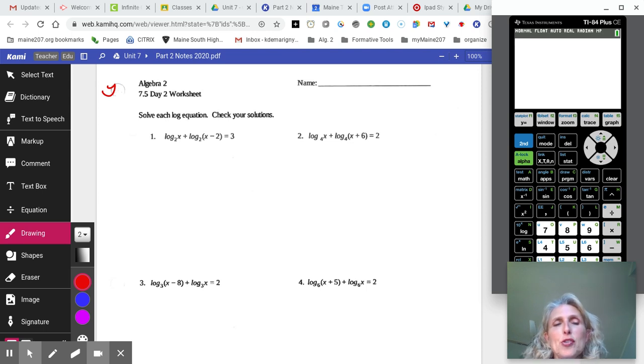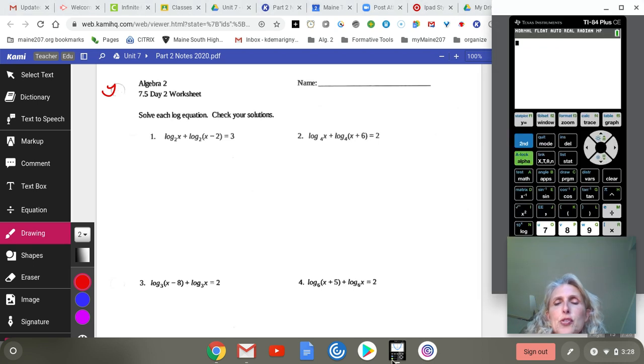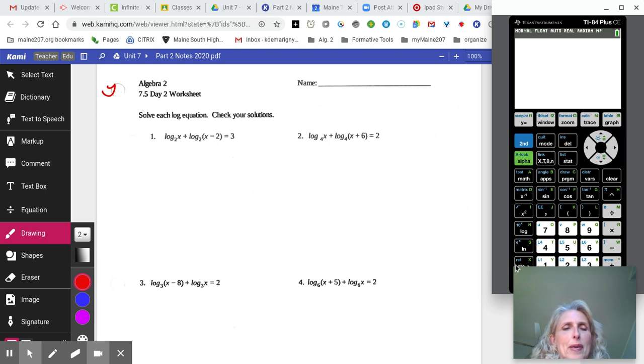All right, so the first thing I'm going to do with number 1 is I see there's a plus sign in between here. So if there's a plus sign in between, let's see if I can move myself. Maybe I can make me smaller. All right, that's about as small as I can make me. If there's a plus sign in between here, remember with the rules for logarithms, that means that they are multiplied. So this is the log base 2 of x times x minus 2 is equal to 3. So because of the plus sign in between here, that's what tells me it's a multiplication.